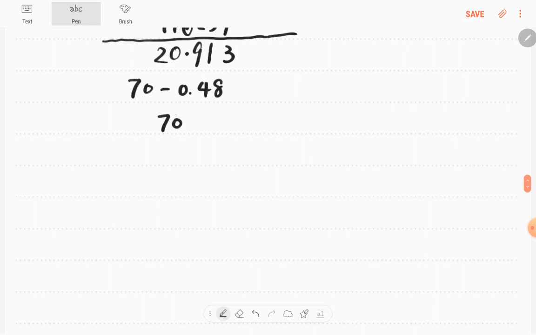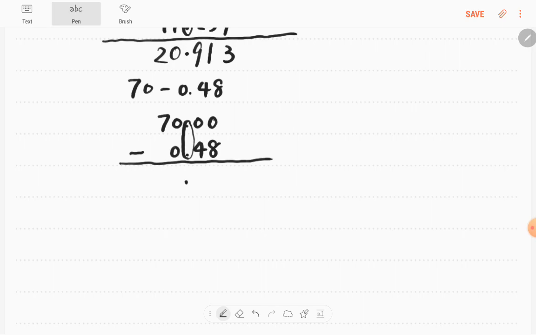So again, this time we have a whole number. Don't forget you can write it like this way: 70, you can write it as 70.0 if you want. Minus 0.48. But you still make sure you line up your decimal point. Of course, the decimal point will be at the same position in your answer.